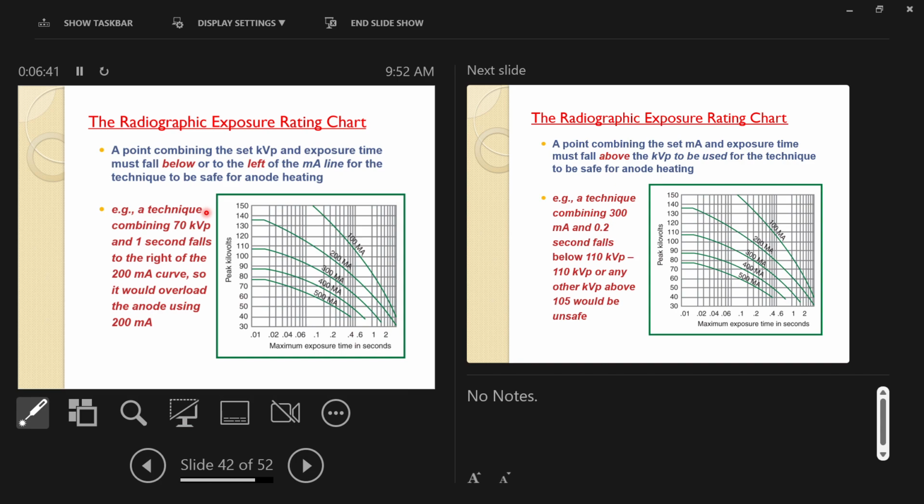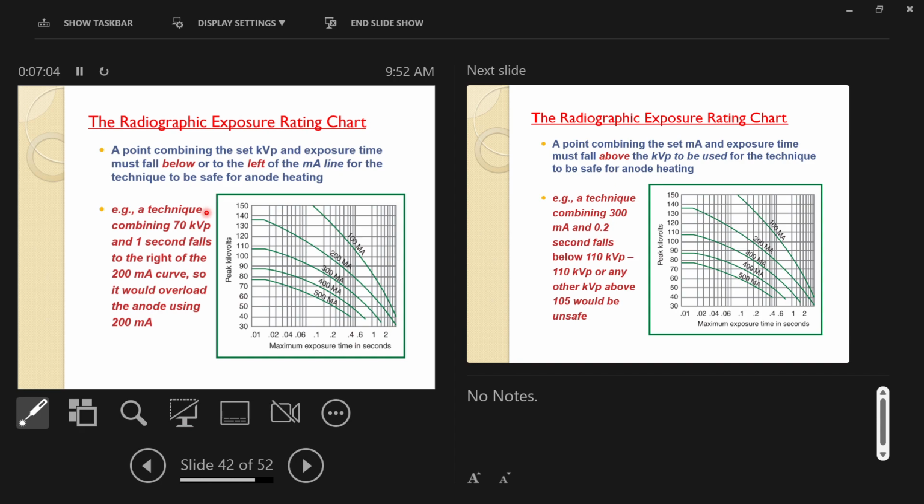So I could ask for a 0.1 second exposure at 500 MA, what's my maximum kilovoltage? So I go to 0.1 seconds, 500 MA, my maximum kilovoltage is 60. I could also ask, given my kilovoltage and my MA, what's my maximum exposure time?